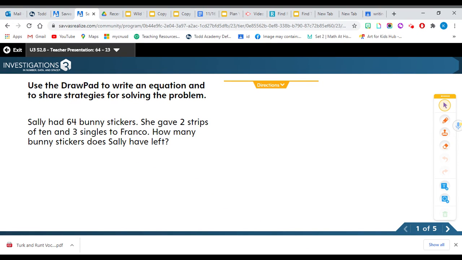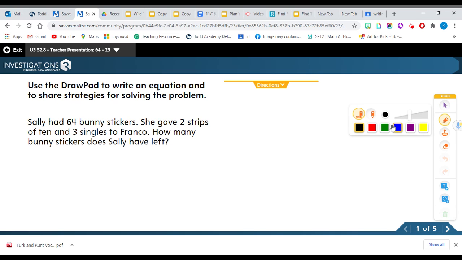Here is our problem. So first, let's read it. Sally had 64 bunny stickers. She gave 2 strips of 10 and 3 singles to Franco. How many bunny stickers does Sally have left? All right, so let's start just thinking about this problem. Then on the next slides, we'll look at different ways to solve it.